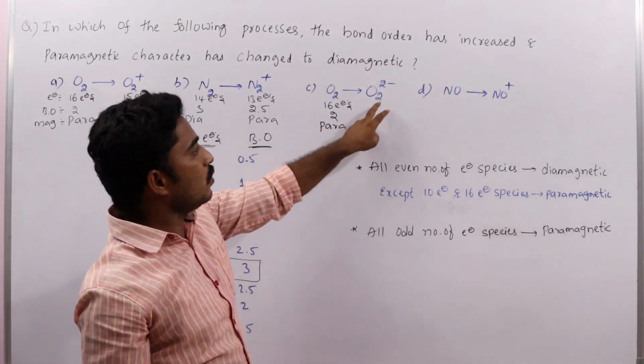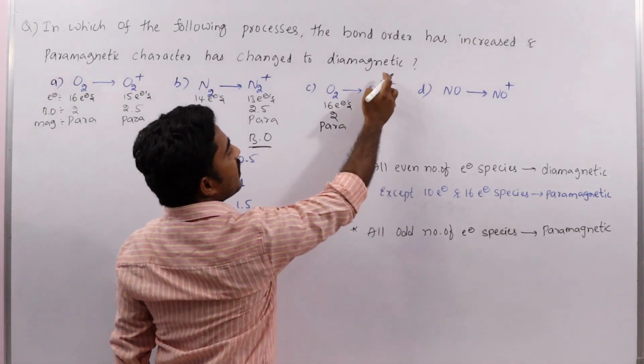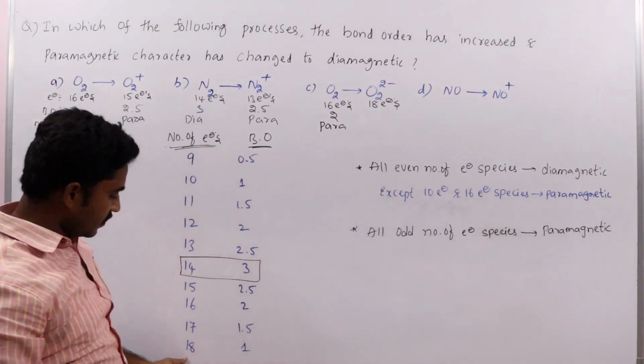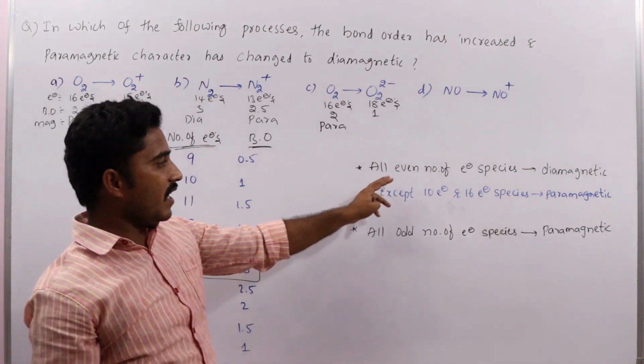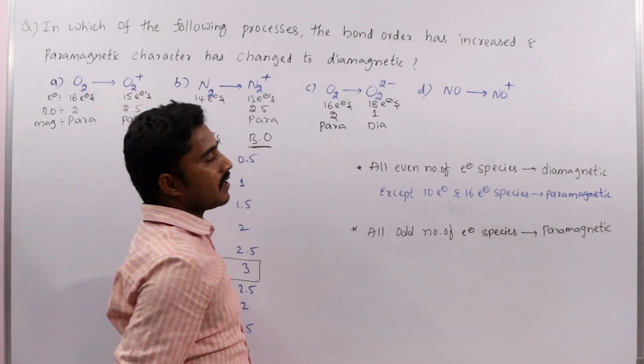And O2 2 minus: O2 has 16 electrons, so O2 2 minus has 2 extra electrons, 18 electrons. It is an 18 electron species with bond order 1. Magnetic nature: even number of electrons, so diamagnetic nature.